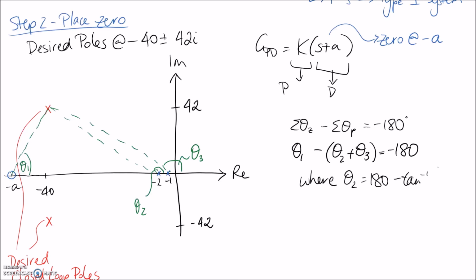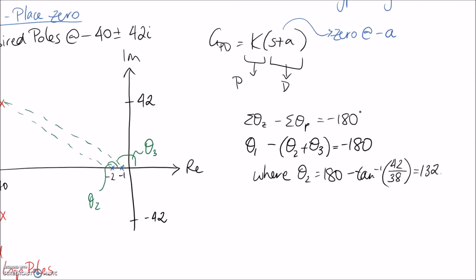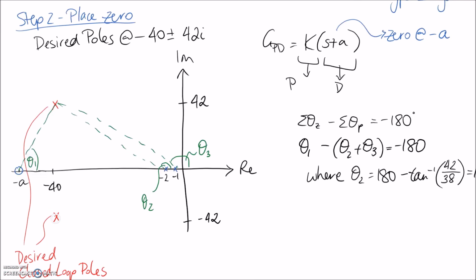I can get the little piece by taking tan inverse and looking at the triangle that sits in here, of opposite over adjacent. The opposite side is this one, which is 42, and the adjacent side is this one in here, the difference between 40 and 2, which is 38. This ends up with 132.14 degrees. I should mention, it doesn't matter whether you pick this pole or this pole to do your calculations on. You should get the same values. You just need to pick either one. Doesn't matter.